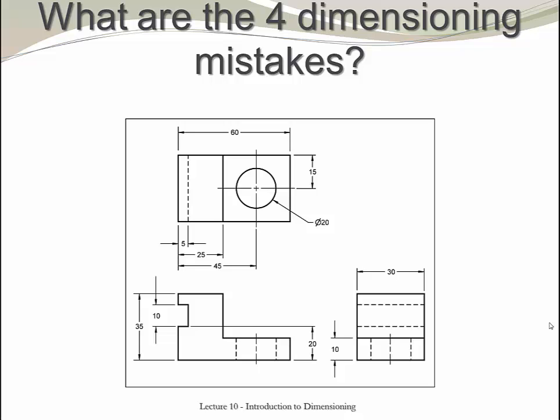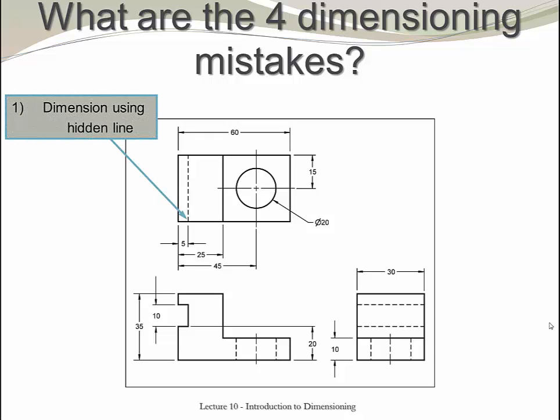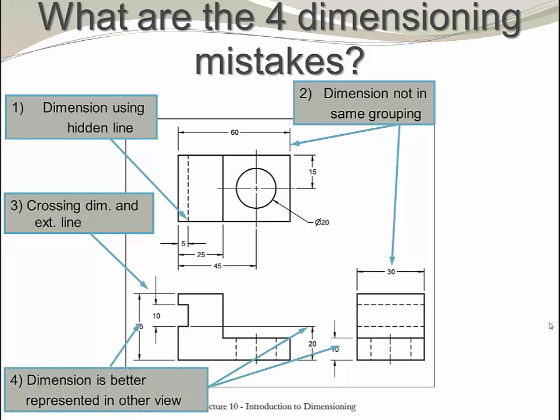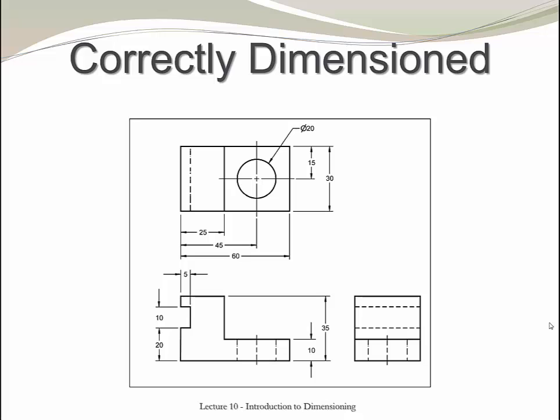Let's do another example. What are the 4 dimensioning mistakes in this drawing? Let's just start by noting that this dimension is actually measuring a hidden dimension. In this case, these dimensions are better done when used in a group. In this case, we see that there is an extension line and a dimension line that are crossing. And in these different cases, we see that these dimensions are better represented in other views. This is the final and corrected dimension format for this particular drawing.